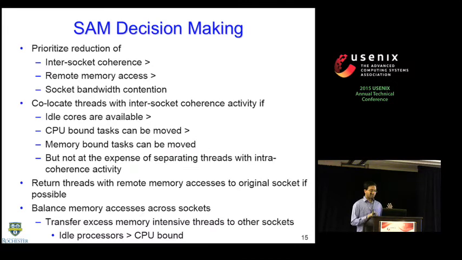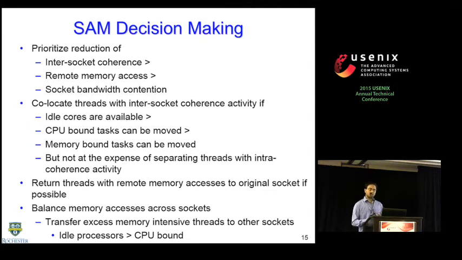So in order to achieve these goals, as per the priorities, we need to move tasks around. SAM prefers to move tasks onto idle cores, if there are any, or at least to swap our more prioritized tasks with CPU-bound tasks. We define CPU-bound tasks as those that do not contend for resources or share a lot of data.